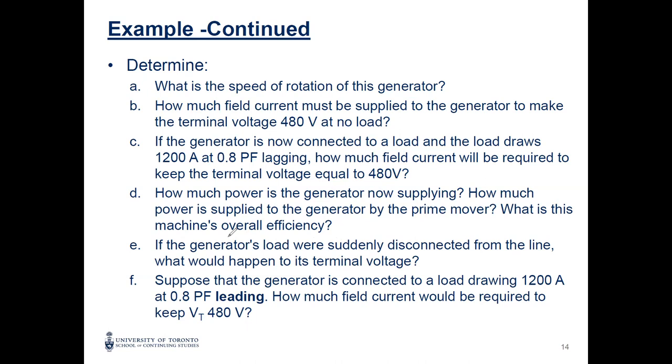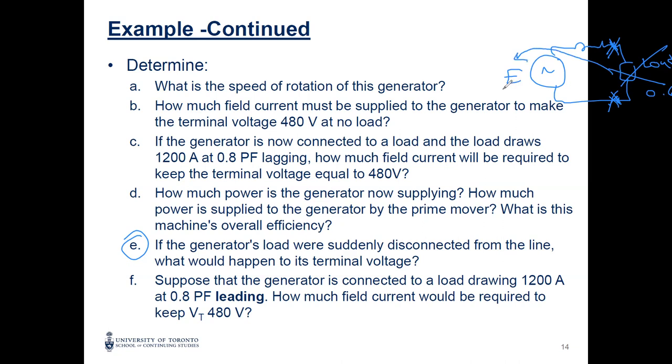If no question, I can go to E. For E, they just want your explanation: if the generator load is suddenly disconnected from the line, what would happen to its terminal voltage? So you have your generator connected to a load. You have the E, and this is your load. Let's say you have a breaker here, and you open it. Now there is no load. It's open circuit again. What is the terminal voltage? Definitely it will be E. Is E going to change? No, because E depends on K, the constant. We didn't change the field and we didn't change the speed. So E is constant, and the terminal voltage will be E.